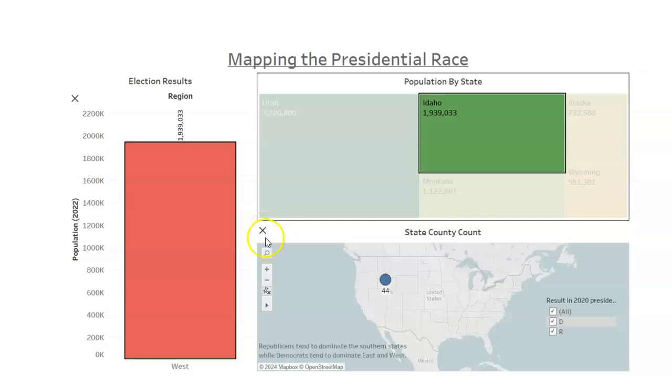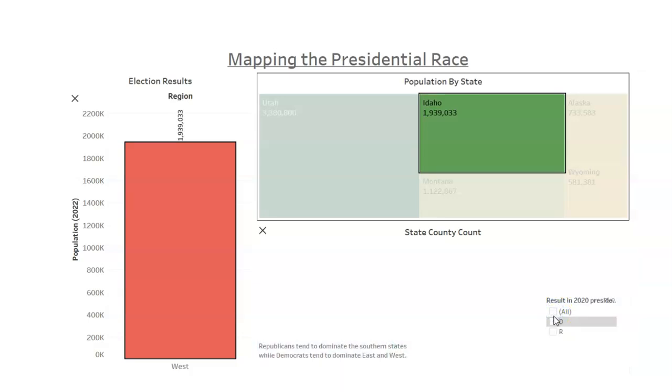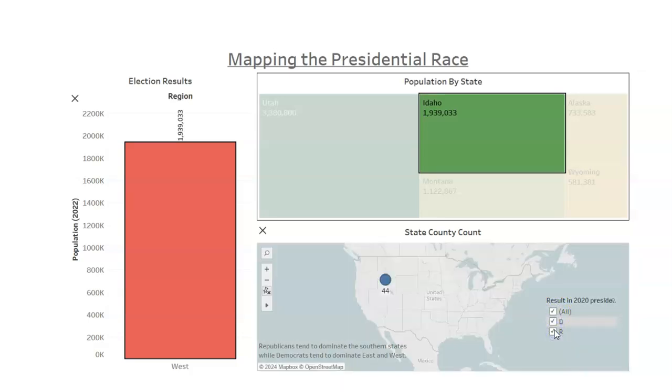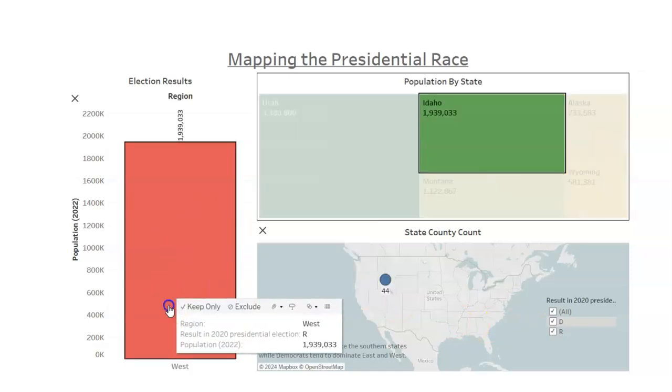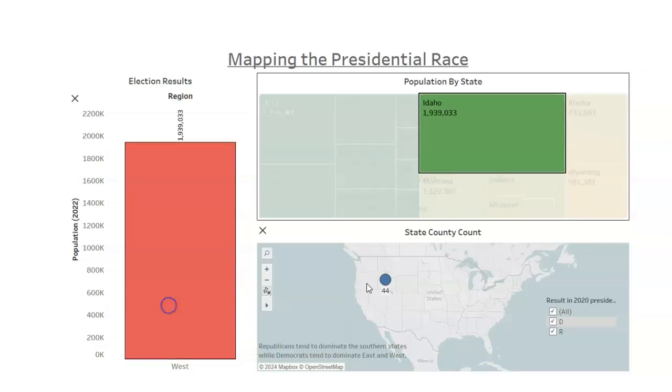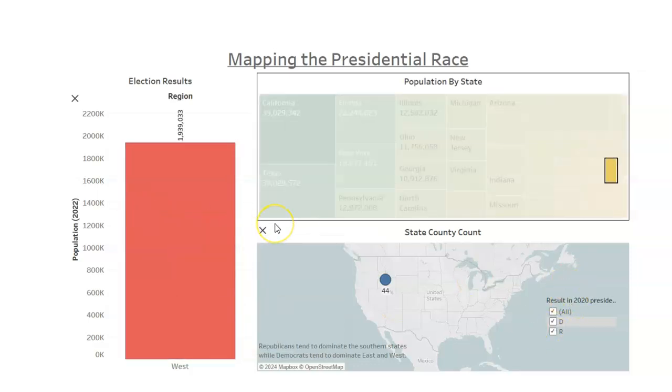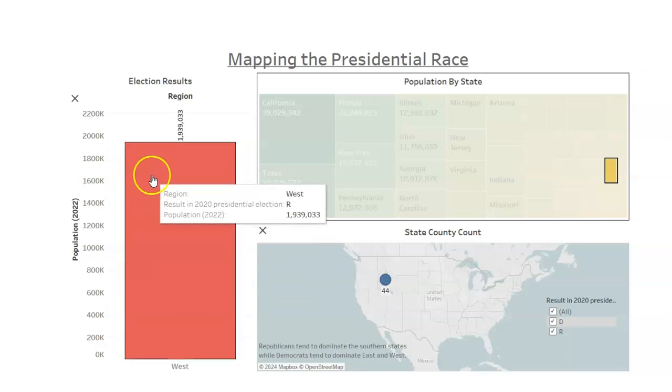And we also have another floating text here. Republicans tend to dominate the southern states, while Democrats tend to dominate East and West Coast. And then when we look at the Midwest, it's not a complete wash, but it's a complete sort of stalemate. So, something to pay attention to.